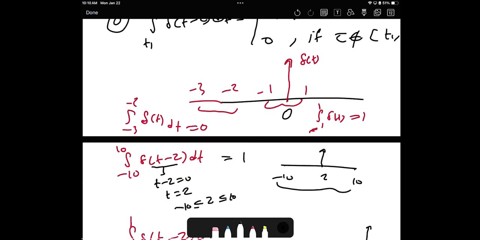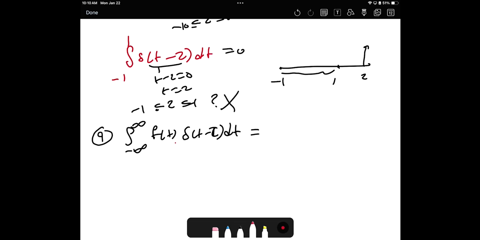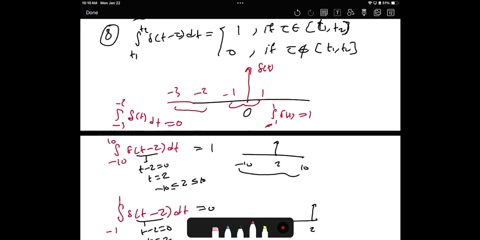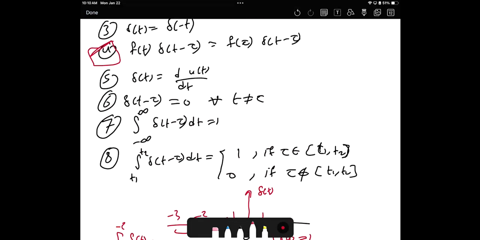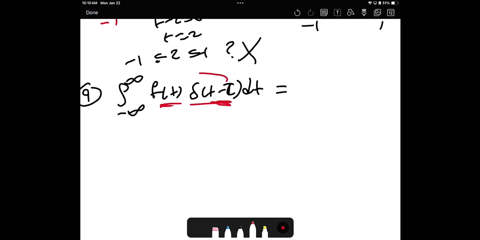Now, let's go to property number 9, which is the integral between negative infinity and infinity of f of t delta t minus tau dt equals, this is f of t times delta, according to the procedure of property 4. This is very important. Property 4: f of t delta t minus tau equals f of tau. So we substitute tau here.